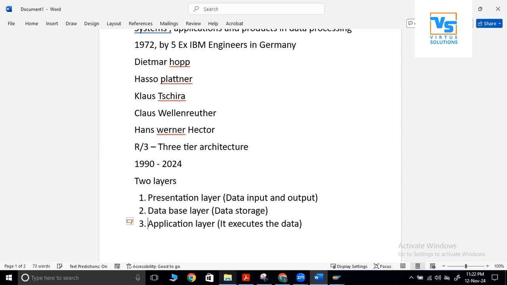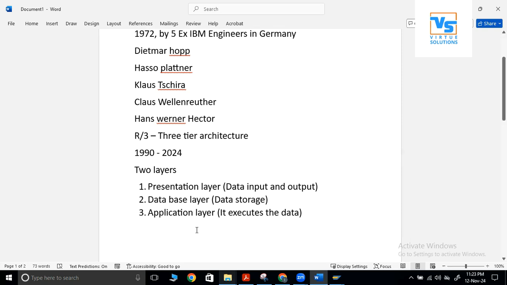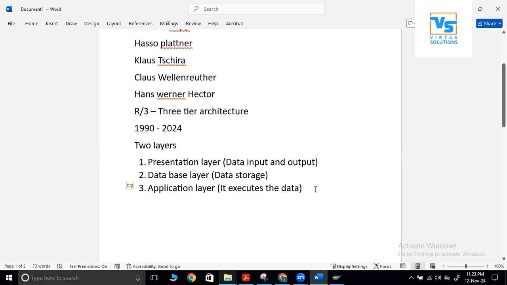Those layers still remain the same, only the difference is there. Database and application were both combined in R2. Now both became separated. What is the benefit of that? The benefit is that instead of running combinedly, when something is running independently, it can definitely run much faster compared to combined. So this is what they found out, and they made it independent. It was running much more smoothly, and slowly again they upgraded their software.